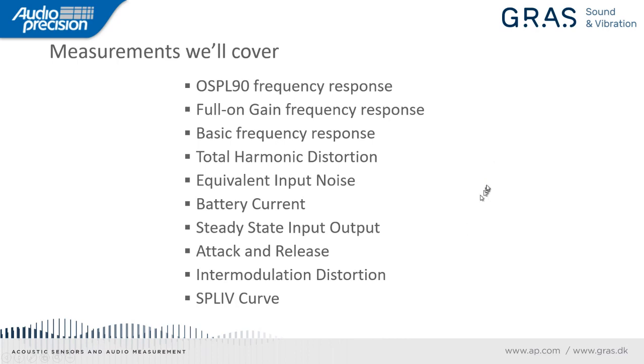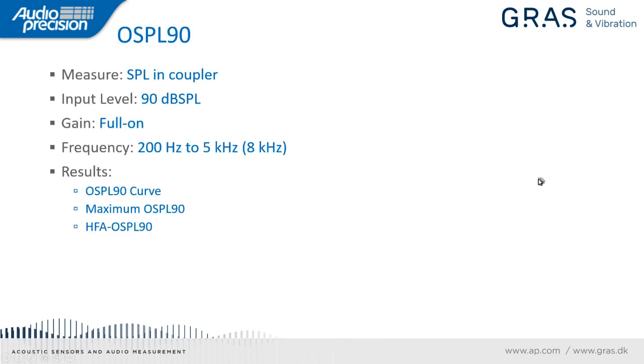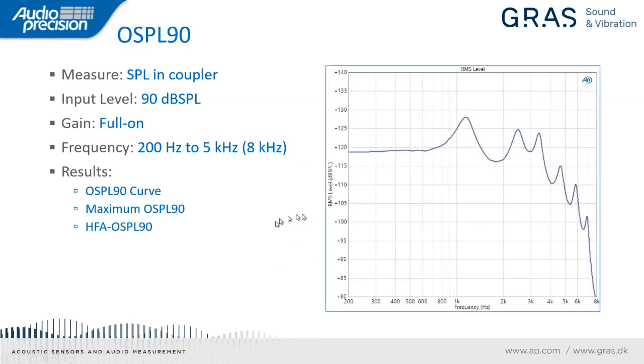So let's look at some of the details of these measurements. First, we have the OSPL90. This is an abbreviation for output sound pressure level for an input acoustic level of 90 dB SPL. So most of these involve measuring the sound pressure level in the coupler. In this case, the input SPL is 90 dB SPL, as the name implies. The gain of the device is set to full-on gain, and the frequency range is 200 hertz to 5 kilohertz for the production test standards, and 200 hertz to 8 kilohertz for the R&D standard, the Part 0 standard. The results are the OSPL90 curve, which looks like this for the hearing aid I'm going to be demonstrating today.